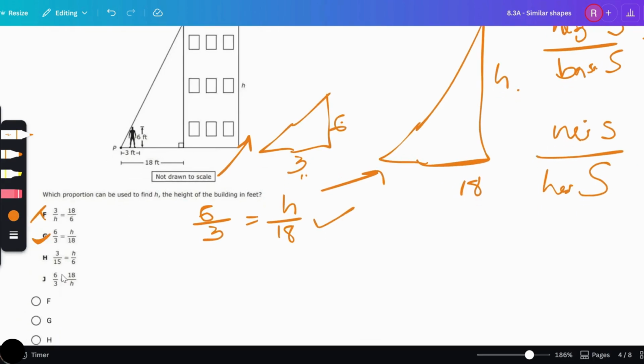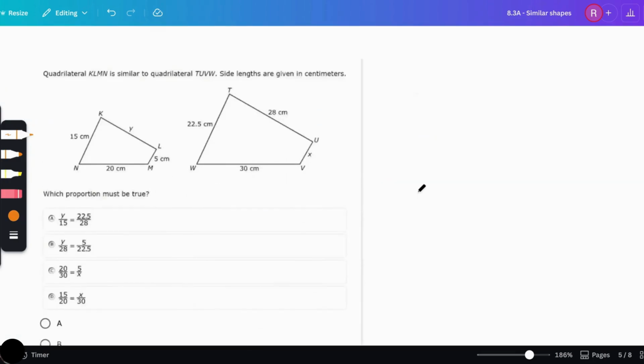Let's look at H and J. Option H has 15. There is no 15 in the option, so it cannot be H. Then this one says 6 over 3 equals 18 over H. 6 over 3, yes, but 18 over H: 6 is the height here and 18 is not the height. So you cannot say 6 over 3 and now put height. If you are putting height at the top, height must be at the top here too. If you are putting base at the bottom, base must be at the bottom here also. So G is the correct option. Whatever you do to the left, you must do it to the right.